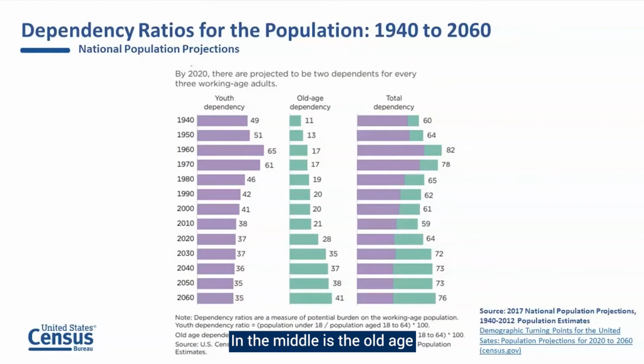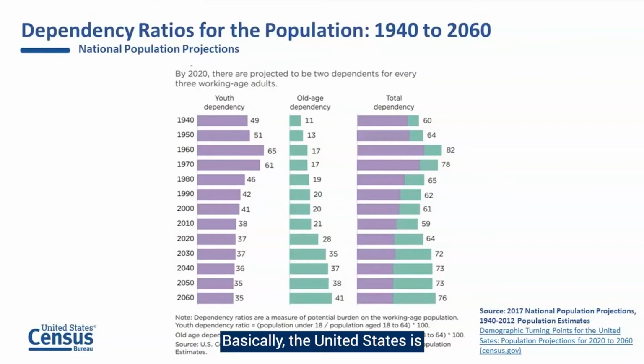In the middle is the old age dependency ratio, shown in the green bars. The old age dependency ratio is projected to nearly double, rising from 21 in 2010 to 41 in 2060. In other words, there will be 41 people aged 65 and over for every 100 working age adults between 18 and 64. On the right is the total dependency ratio, and you can see a shift from a purple dominant bar in 1940 to a green dominant bar in 2060.